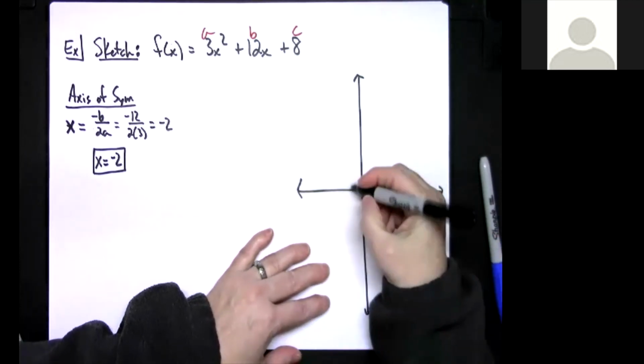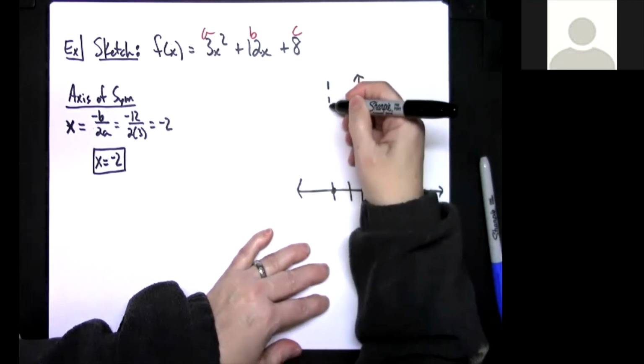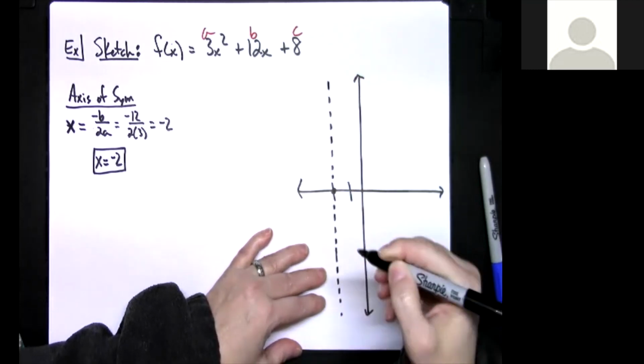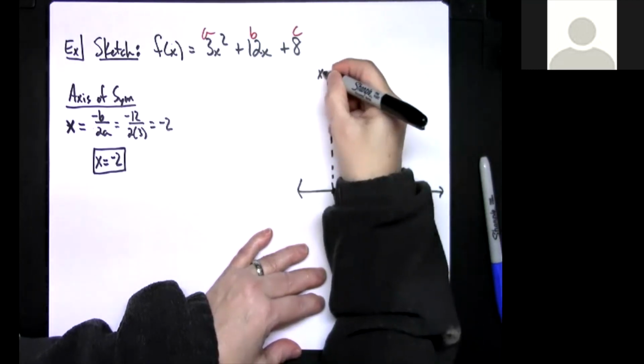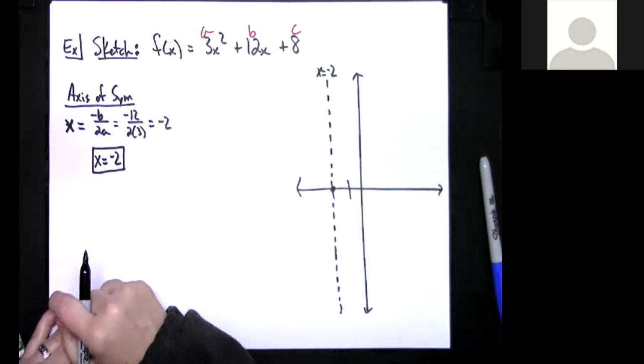All right, so negative 2 is right there. So I know the axis of symmetry is going to be right there. Go ahead and label it x equals negative 2 as a vertical line. Okay, so that's the first thing we do.